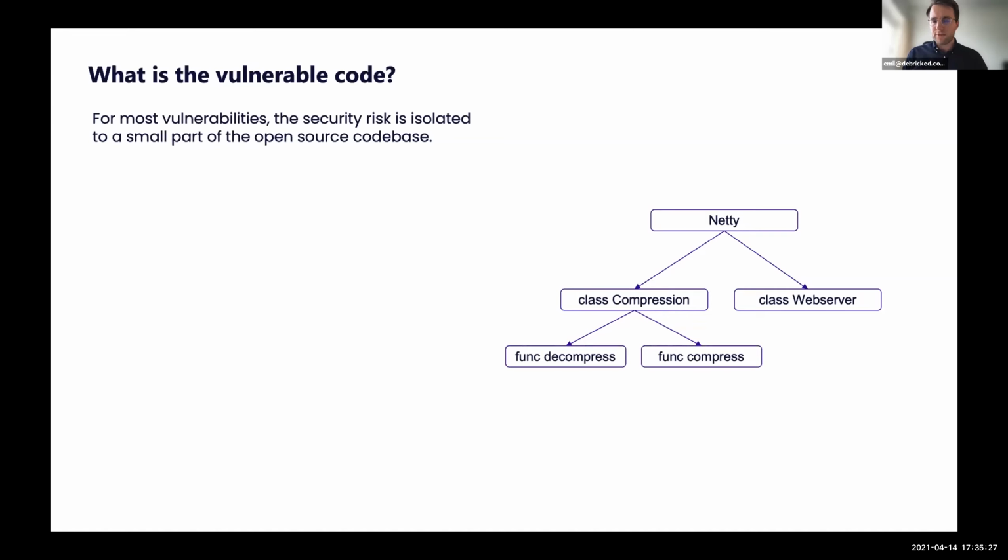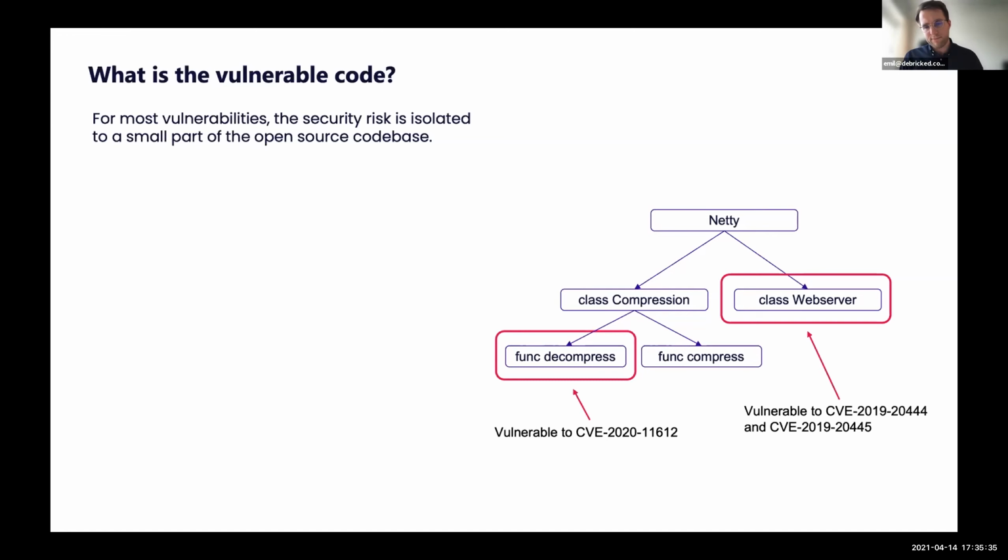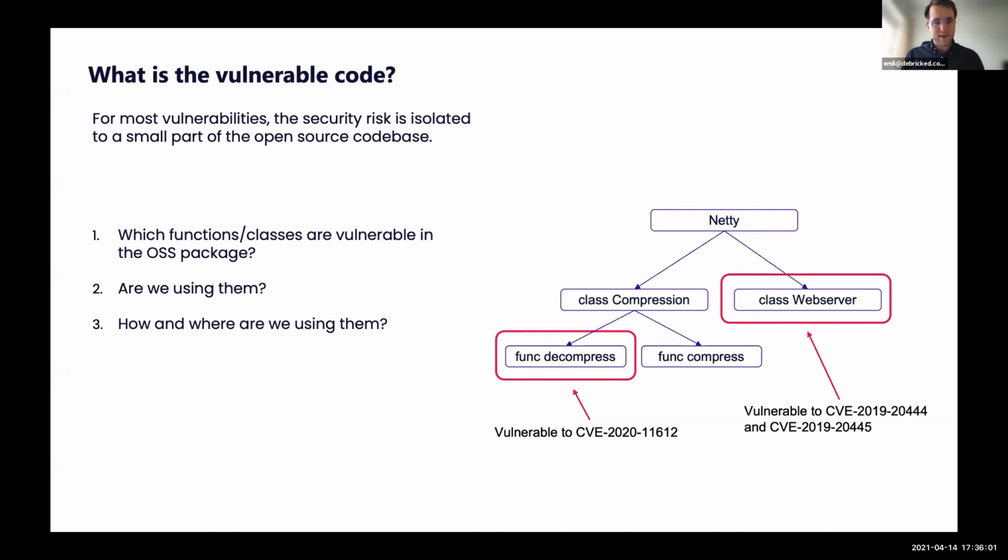There are actually a couple of vulnerabilities in the Netty package. We have a CVE here in the decompression part, and we have two vulnerabilities as well in the web server part. So to understand this and match that with our software, to understand if we are actually vulnerable, even if we're using Netty, are we using the vulnerable part of Netty and the vulnerable part of the code? So we need to understand which functions and classes are actually vulnerable in the open source package. Are we using them, and how and where are we using them in our code base?